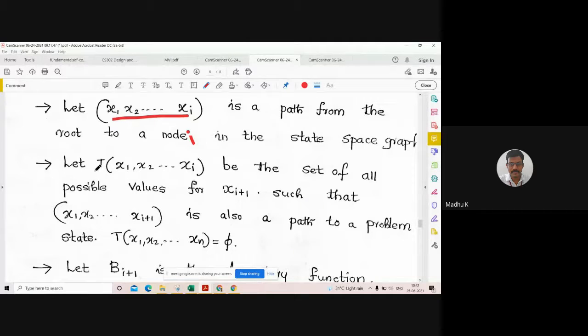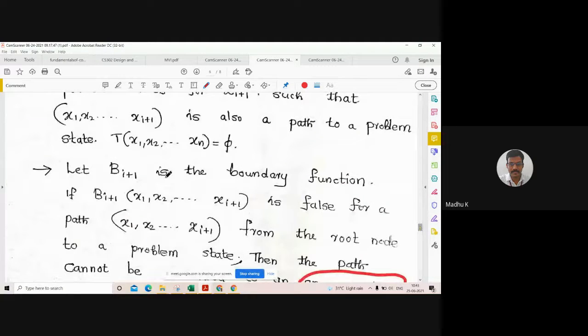Then what does T mean? T of x1, x2, etc., xi means the set of all possible values for xi plus 1. Then we will assume that x1, x2, etc., xi plus 1 is also a path to a problem state. This is the next assumption.